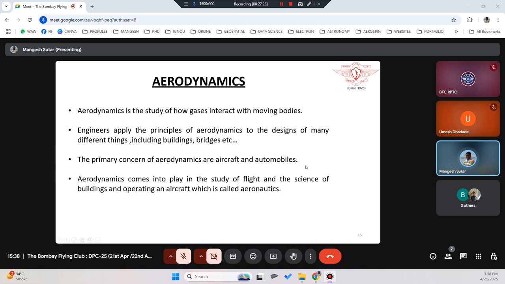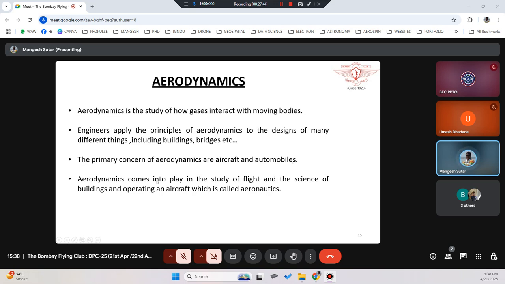Even your automobiles, cars, right? Like an Innova car, or any car you see, they are always designed aerodynamically because they are also riding or driving on the road. There too, air affects the car. So your cars or aircraft also need to be aerodynamically designed.